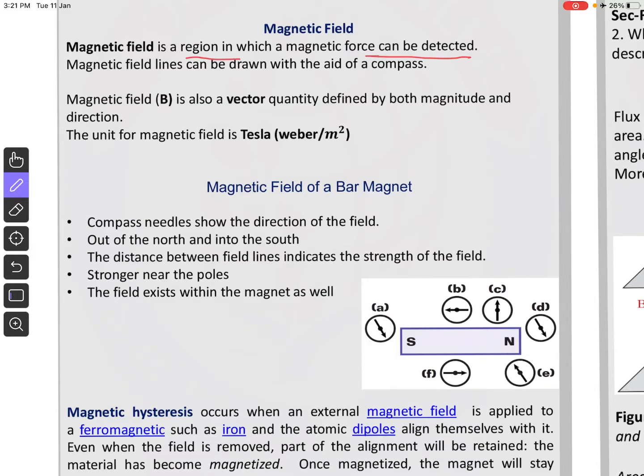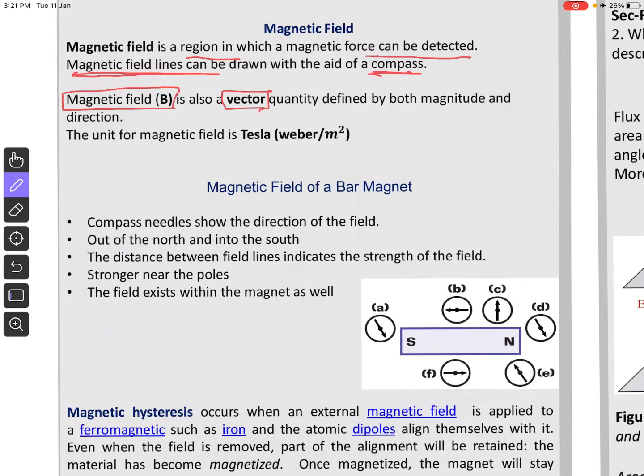And then the easiest way to detect the magnetic field lines is to use a compass. The magnetic field, capital B, is a vector quantity. It means it has a magnitude and direction. So we can say magnetic field negative or positive, or we can say magnetic field to the right, to the left, up, down, or out of the page, into the page, which we're going to talk about.